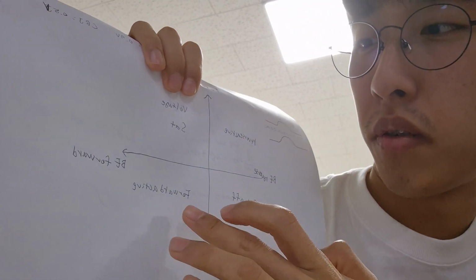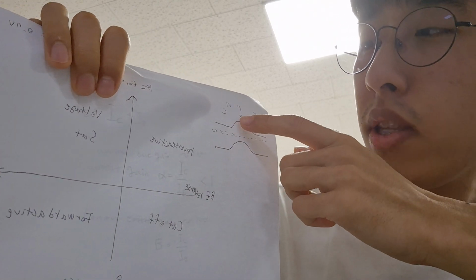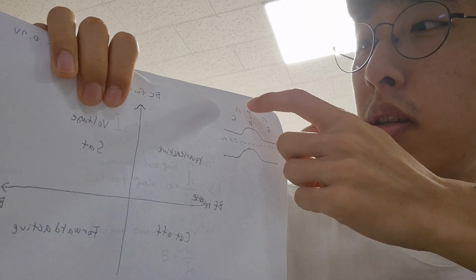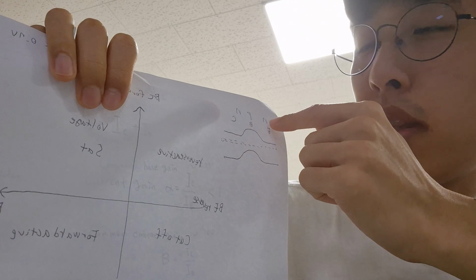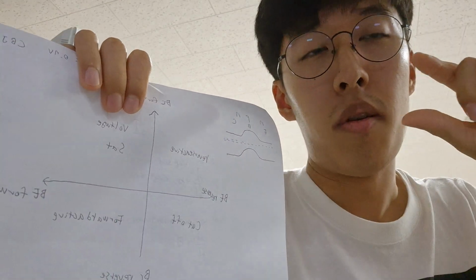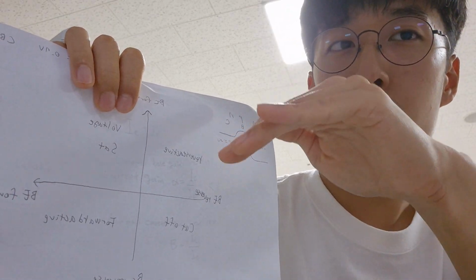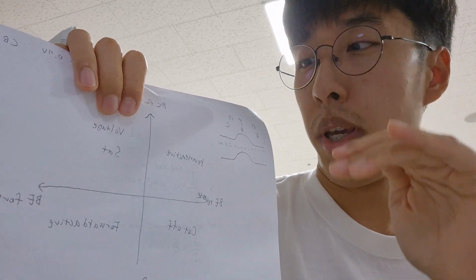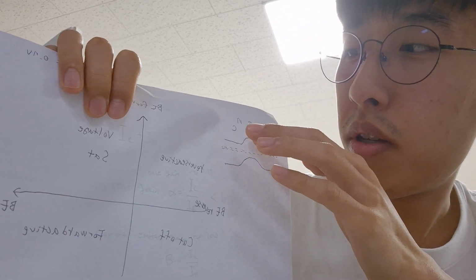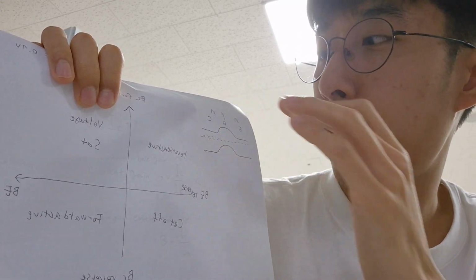And for the example of forward active, BE is forward. Forward bias is the P type positive bias and the N type negative bias, so the potential barrier goes lower, so the electrons can go through the base. And also the reverse bias of the BC, the base and collector.